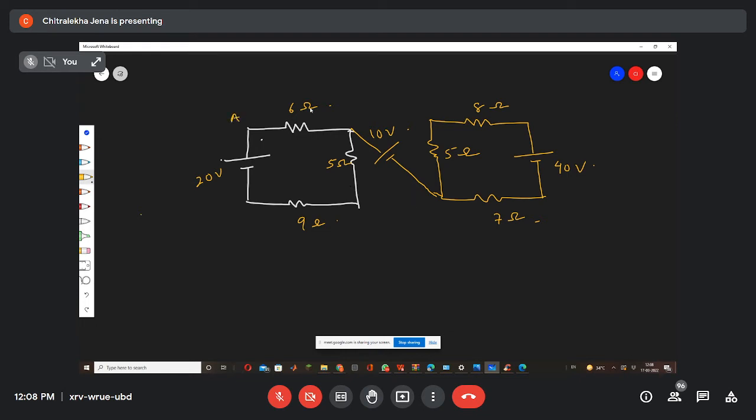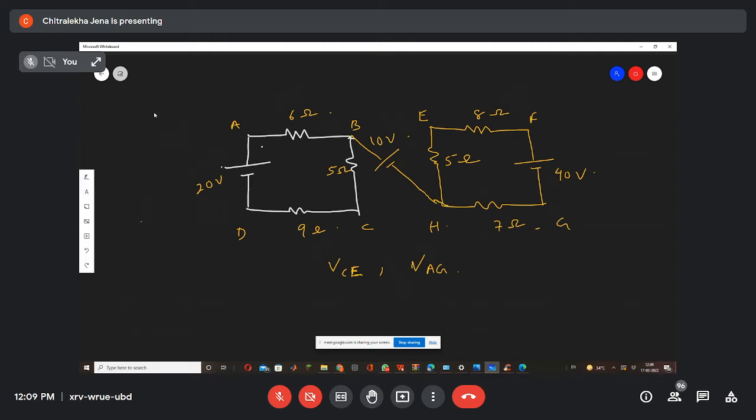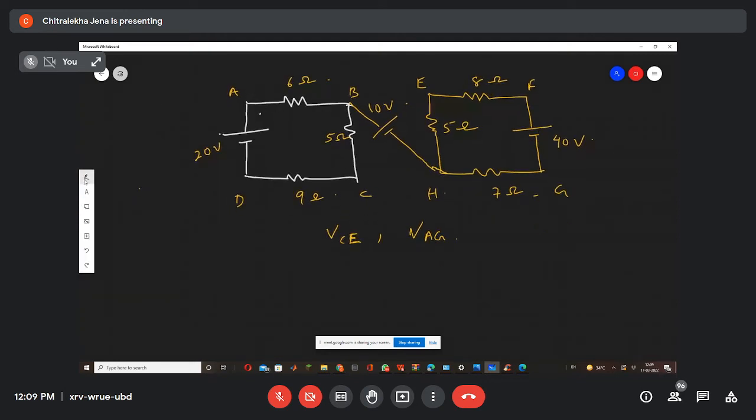The points are A, B, C, D, E, F, G, H. You will find out what is the voltage VCE and VAG using Kirchhoff's voltage law. Then we will do this circuit simulation in the simulation software. One problem is from Kirchhoff's voltage law, another problem is for Kirchhoff's current law.